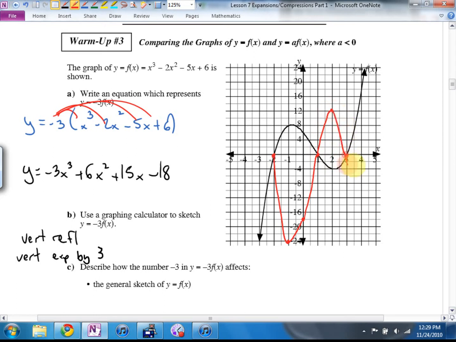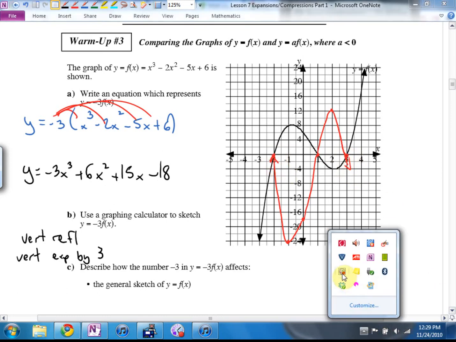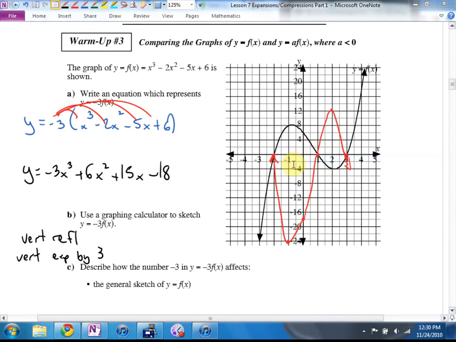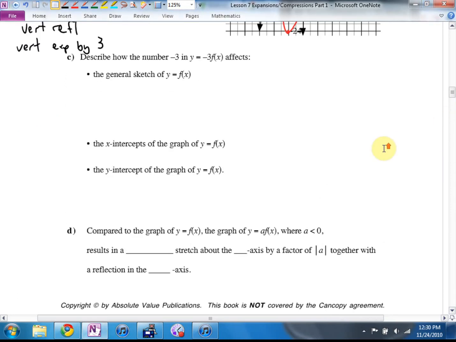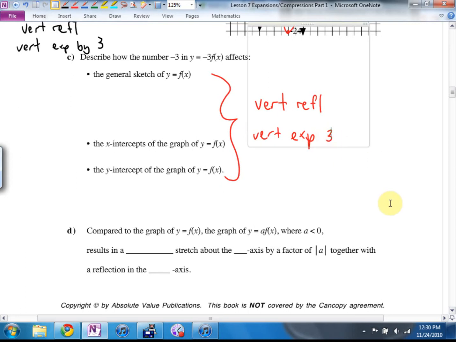Bear with me for a moment. Okay, something like that. It says describe how this... you know what, I'm just going to summarize. We did two things. We did a vertical reflection, and we did a vertical expansion by 3. No. The expansion was by 3. There's a negative, right? I reflected, then I tripled.